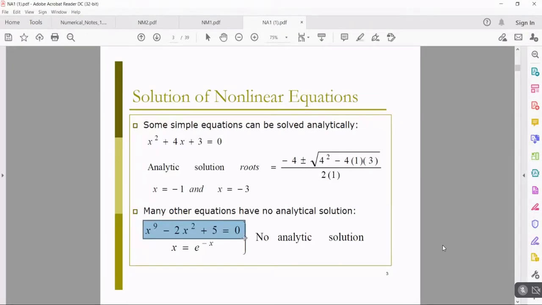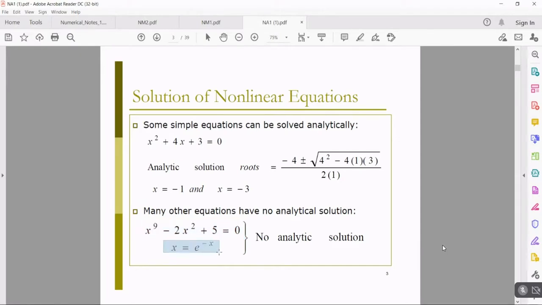But till now we have to find an algorithm or procedure so that we can get some approximate value of x, so that if we substitute that value of x in this equation, x raised to power 9 minus 2x square plus 5, then we get some value near to 0. Instead of 0 we will get something like 0.1 into 10 raised to power minus 100. So it is somewhat equivalent to 0.